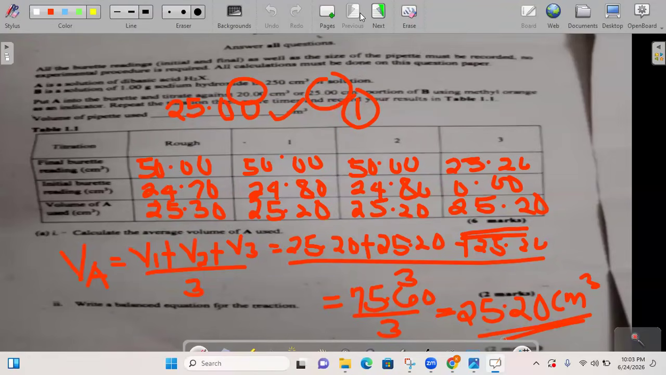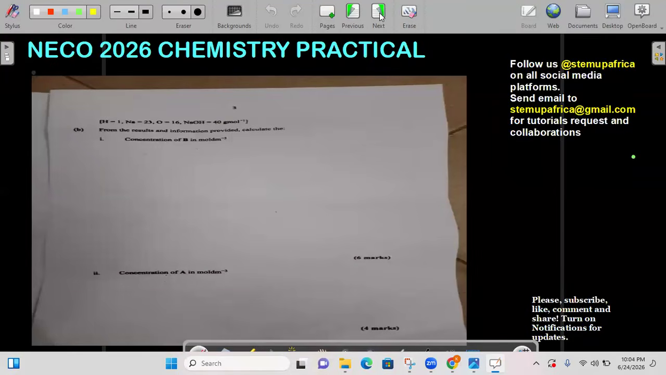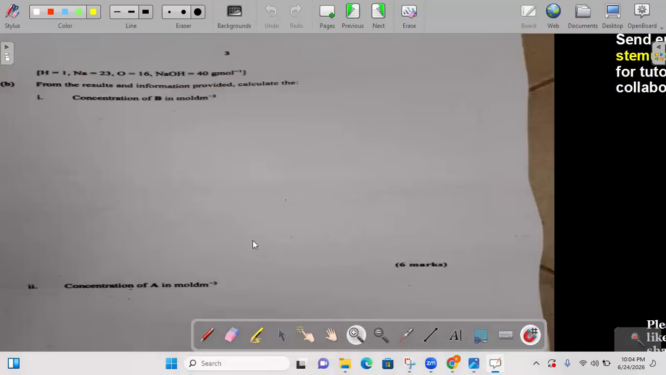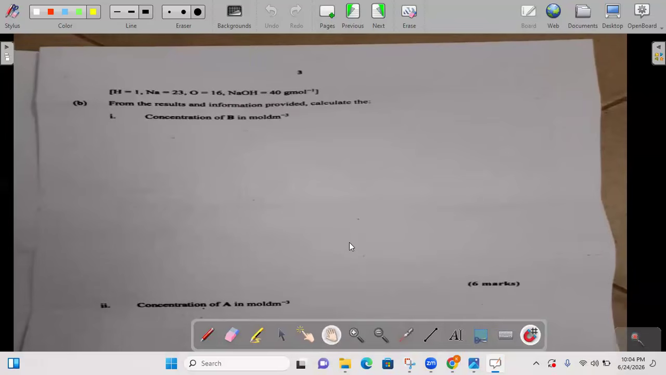Okay. So let's go to question B. Question B, Roman figure 1. It says from the result and information provided, calculate the concentration of B in mole per dm cube. Remember, I told you we have two types of concentration. We have mass concentration and we have molar concentration. The molar concentration is done in mole per dm cube. Are you following? Yes, sir.